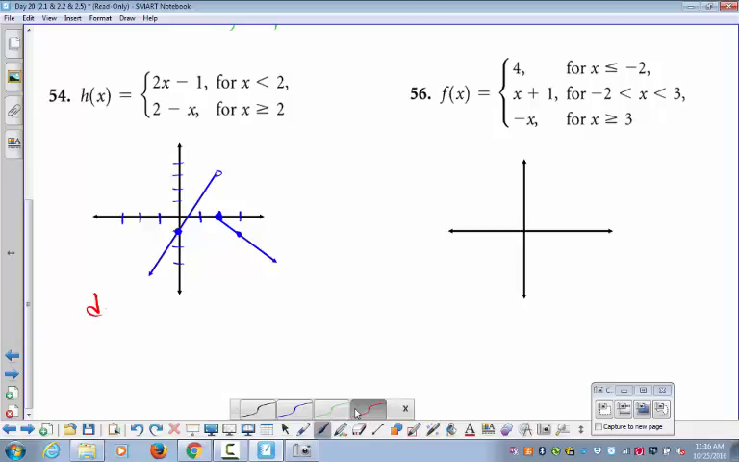The domain of this function, all reals. How about the range? Starts at negative infinity. And then where does it end? 3. And do we include or exclude 3? We exclude it because there's an open circle there, not a closed circle. So we put a parenthesis, not a bracket.